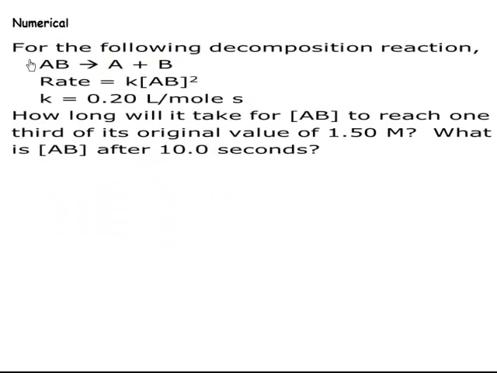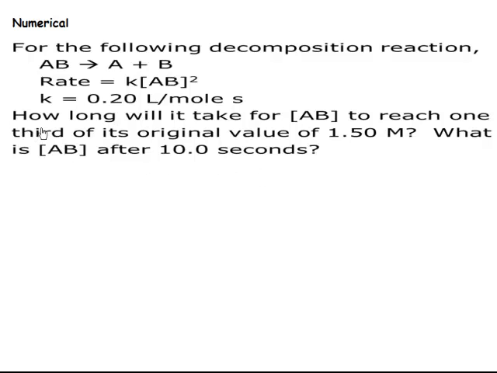Now the next one for us. For the following decomposition reaction, AB giving you A plus B, the rate of the reaction is K into AB square. So basically the order of the reaction is 2. How long will it take for AB to reach 1/3 of its original value of 1.5 moles per liter? What is the concentration of AB after 10 seconds?